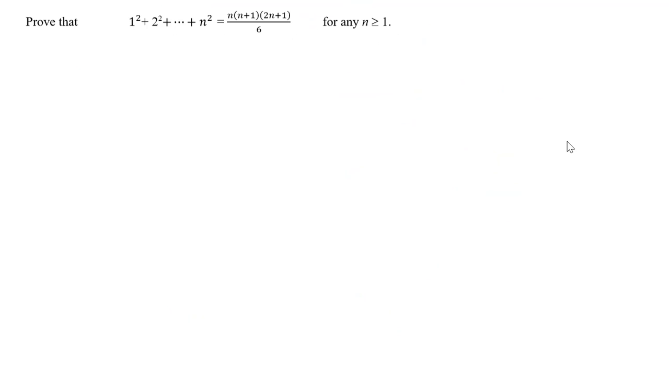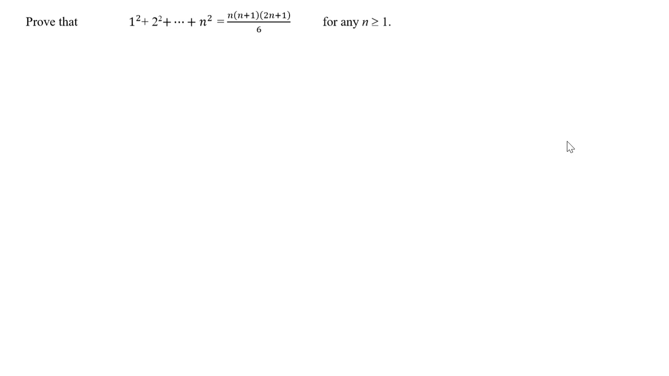Let's see one more example. So we have 1 squared plus 2 squared plus all the way to n squared is equal to n times n plus 1 times 2n plus 1 over 6. This is the summation of squares. So that's the formula for it.